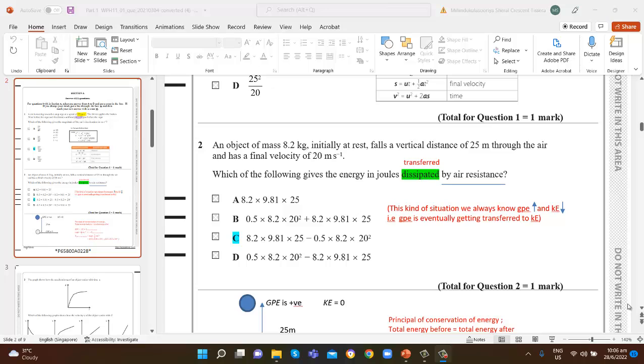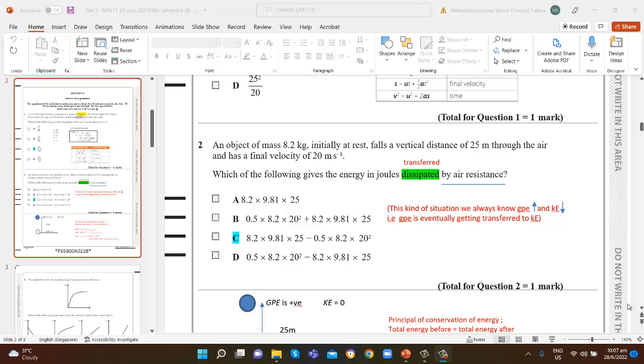Question number 2. An object of mass 8.2 kg, initially at rest, falls a vertical distance of 25 meters through the air and has a final velocity of 20 meters per second. Which of the following gives the energy in joules dissipated by air resistance? What is dissipated? You just think it is transferred by air resistance.